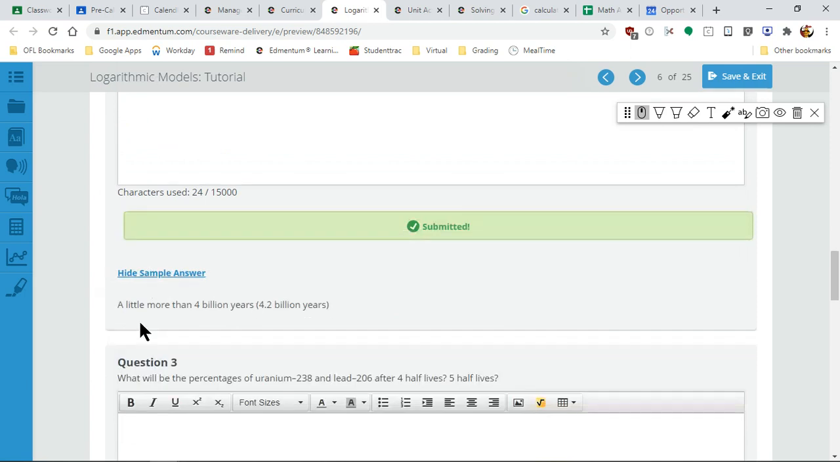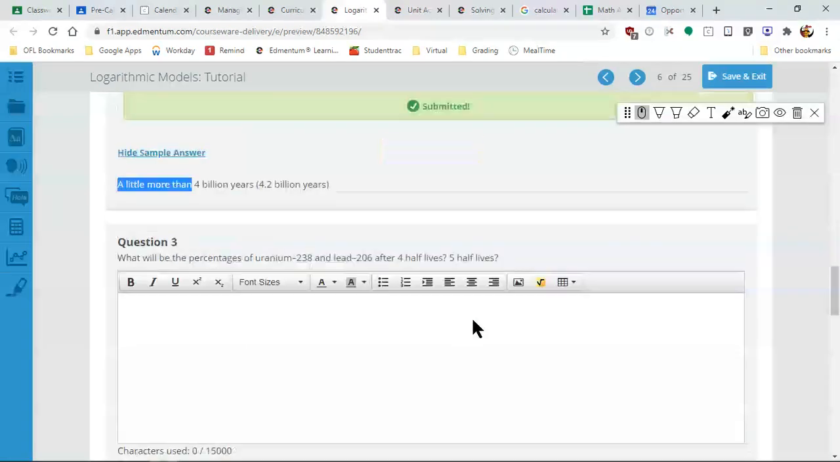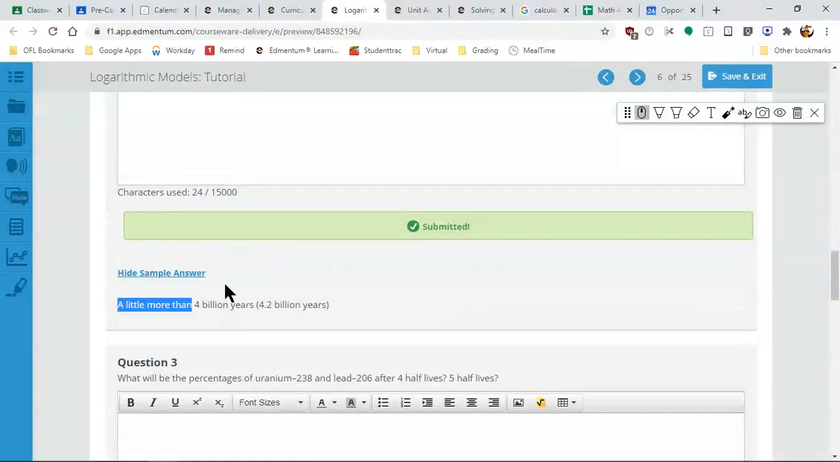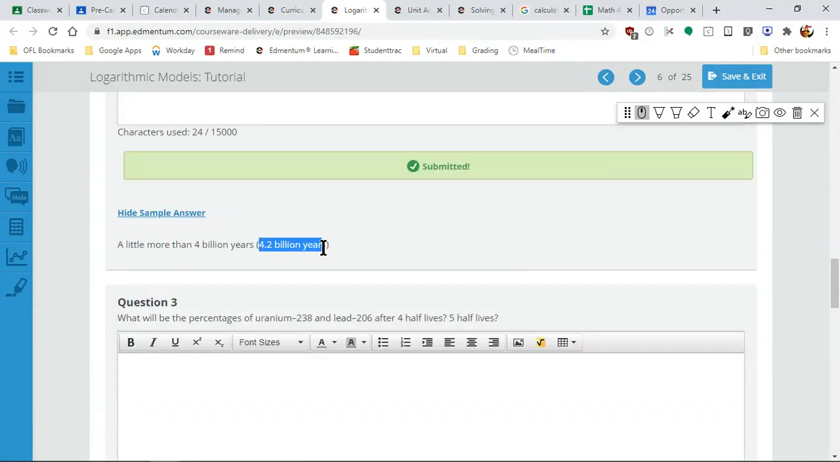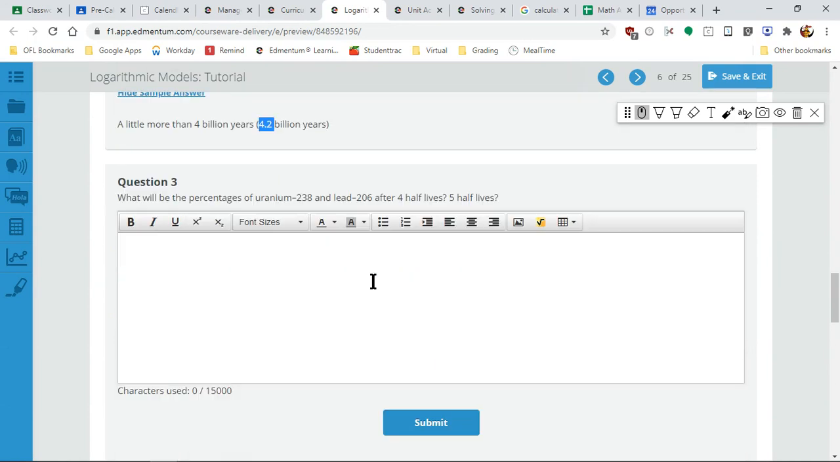Let's see what they put down. They actually said a little more than 4 billion years. Okay, so it's okay to put that. They're getting really specific. I assume they Googled this, so you don't have to be that spot on.